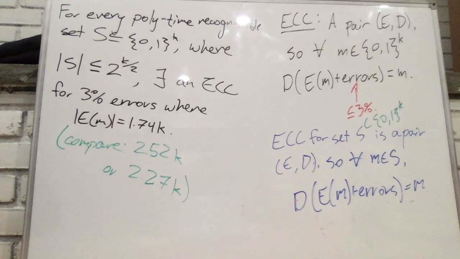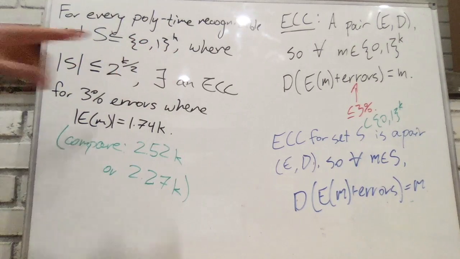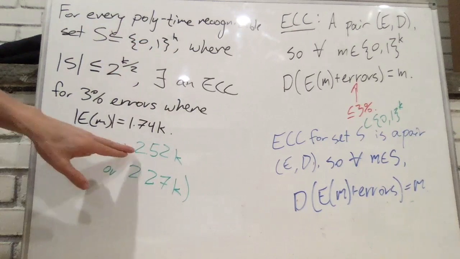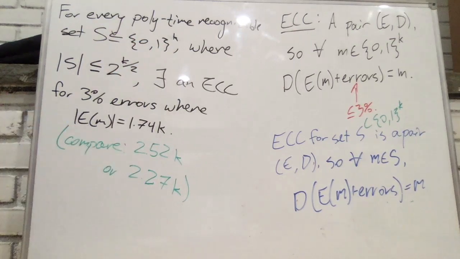If we didn't have this idea of creating an error correcting code just for S, we would be stuck trying to find an error correcting code for all of {0,1}^k. So the naive thing to do, if you don't know about this idea, is to find an error correcting code for the whole space {0,1}^k. And if you do that, the best you can do before our work is 2.52k as the size of your encoded message.